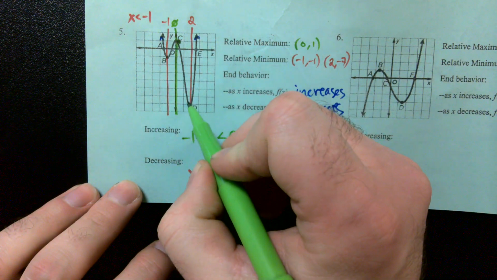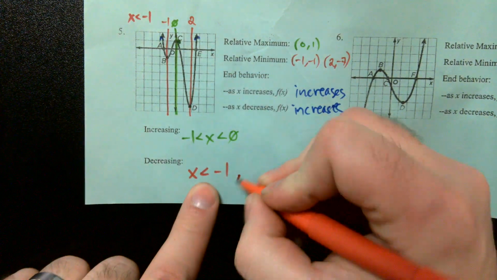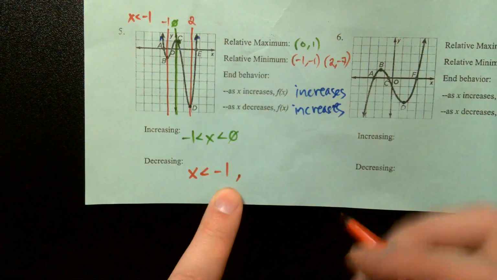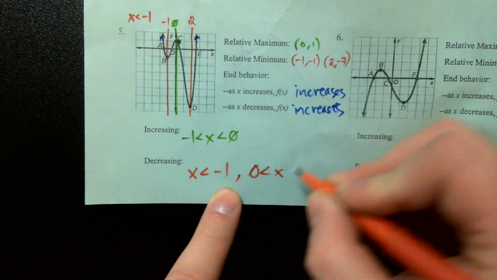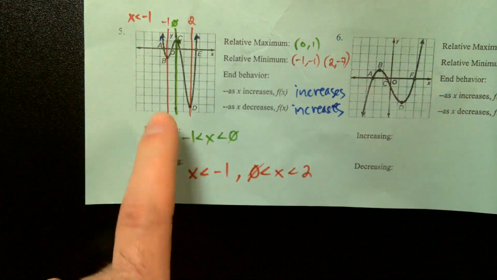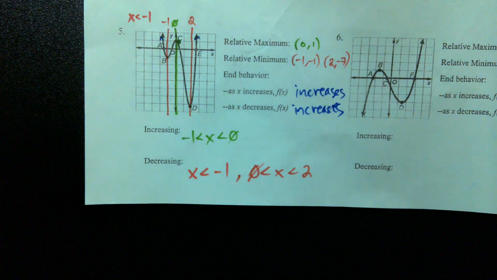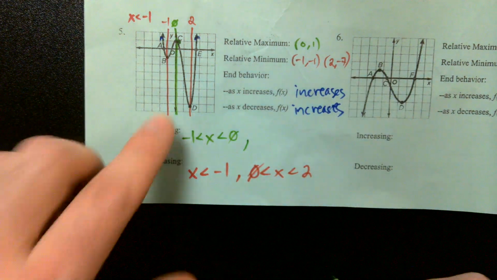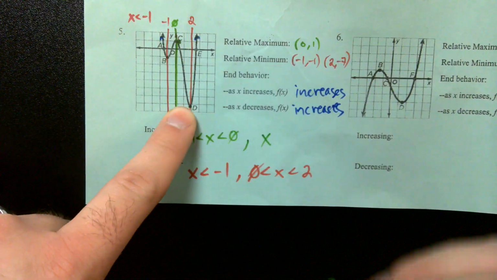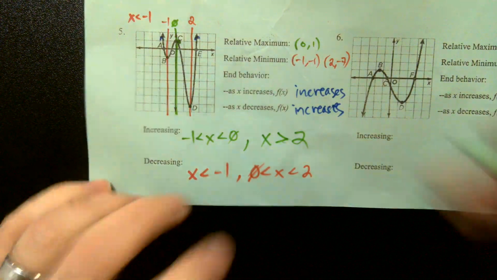This decreasing interval goes from 0 to 2. So how can I write that as a decreasing interval? It goes from 0 to 2. 0 is less than x, less than 2. Perfect. I hit point D. I was decreasing. Obviously now I must be increasing. I'm increasing for all the x values that are greater than 2.